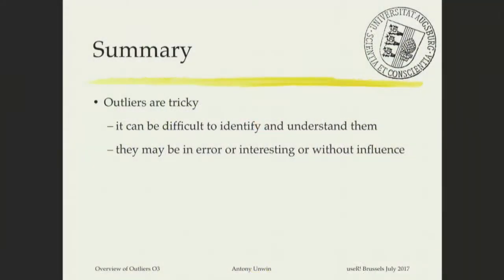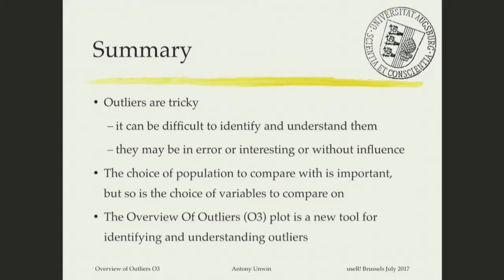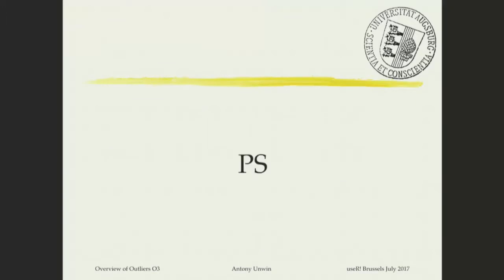So what have we been talking about? Well, I hope you've got the message that outliers are tricky, but you should have had that already. They're difficult to identify, and sometimes difficult to understand. They may be an error, or interesting, or without influence. The choice of population to compare with is important, but so is the choice of variables. And this O3 plot is showing you all possible combinations of variables that might be interesting. So this overview of outliers, the O3 plot, is a new tool for identifying and understanding outliers.